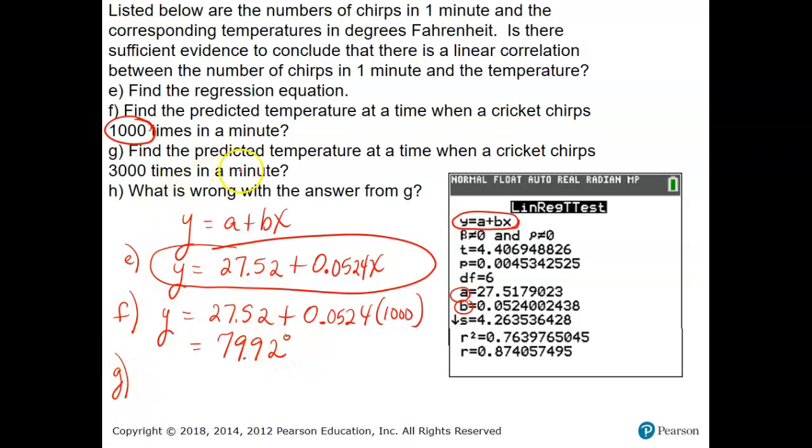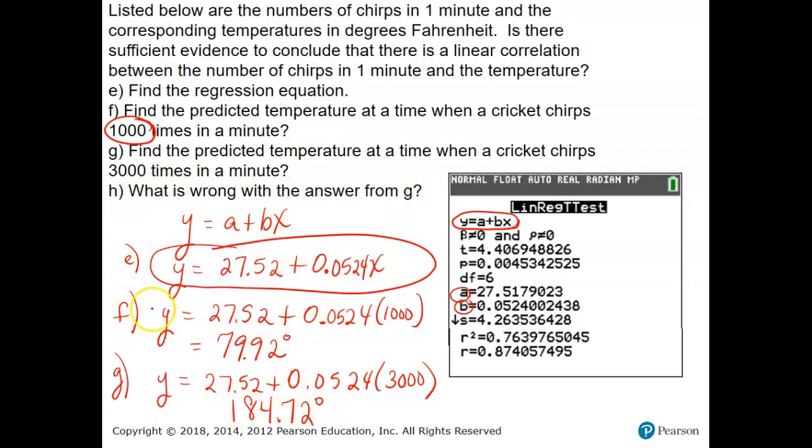Okay, for G, we want to find the predicted temperature when a cricket chirps 3,000 times per minute. So we're going to do the same thing here, and we're going to get 184.72 degrees. Okay, so our question in part H, what's wrong with the answer from G?